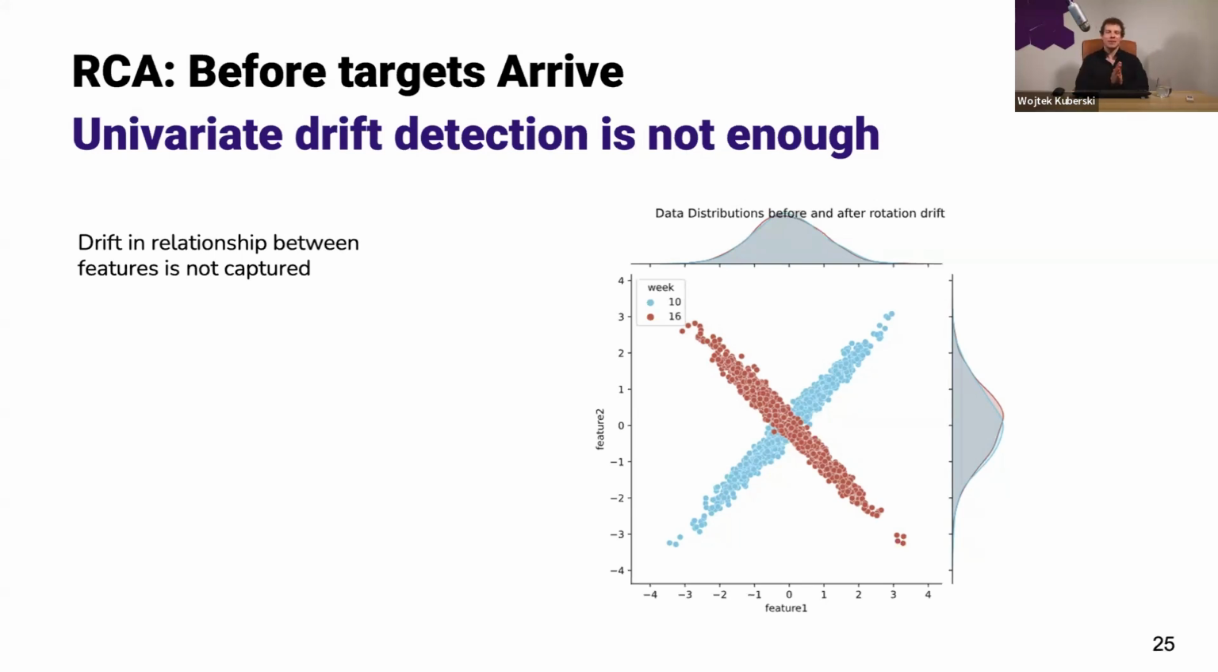What you see here is basically we have two very strongly correlated features. And we see that after 6 weeks, they are again very strongly correlated. And if you look at the distributions here on top and on the right side of the plot, you see that the distribution before and after, so at week 10 and week 16, are basically exactly the same. And yet, if we look at the distribution from the two-dimensional perspective, it's completely different, and it probably affected performance very much.